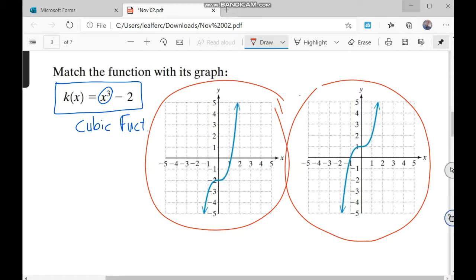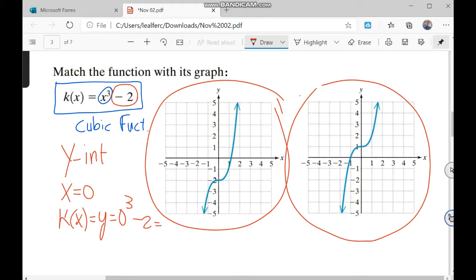How do you figure out which one is the right answer? The key is right here, the y-intercept. If you make x equal 0, you're going to have k of x equals y equals 0 cubed minus 2, and then you're going to find the y-intercept, negative 2.